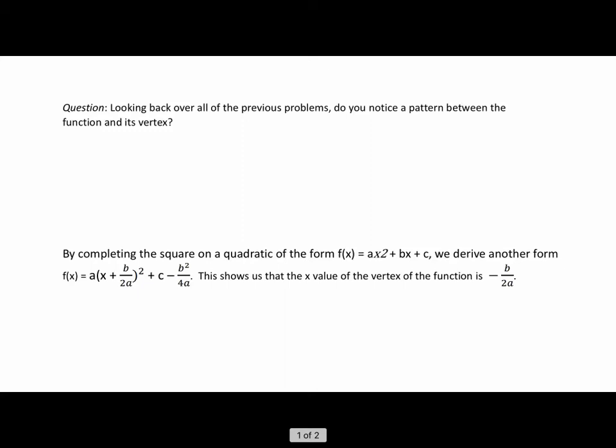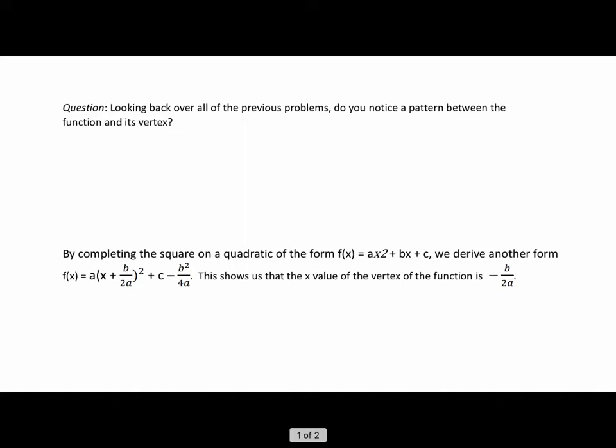Question. If you look back at all the previous problems that we did, do you notice a pattern between the function in the standard form and its vertex? So go back and look at those and see what you think, if you can see a pattern between the standard form and the vertex.